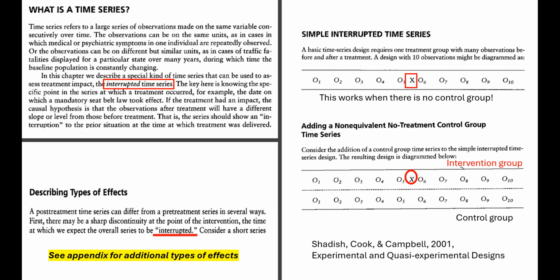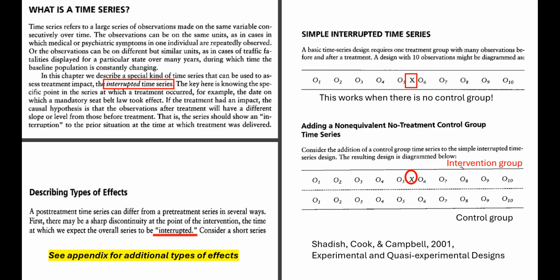Okay, so that brings us to more about what is interrupted time series. Let's begin on the top left, and we'll read through that to answer that question: what is a time series? Time series refers to a large series of observations made on the same variable consecutively over time.